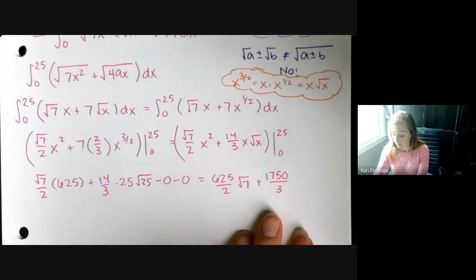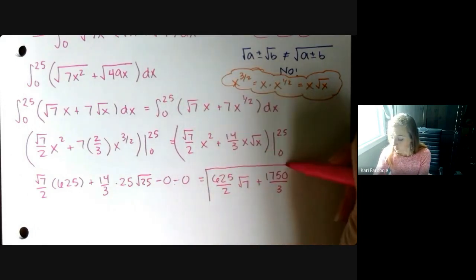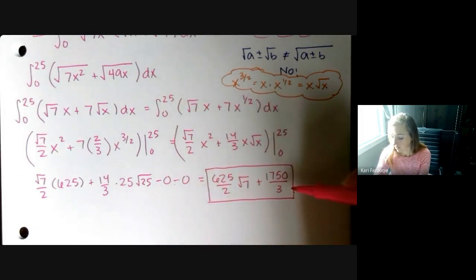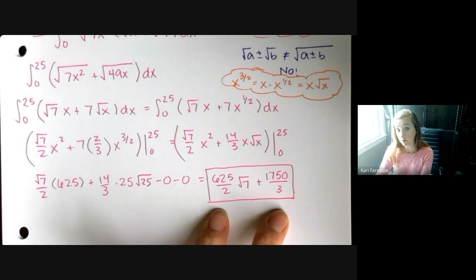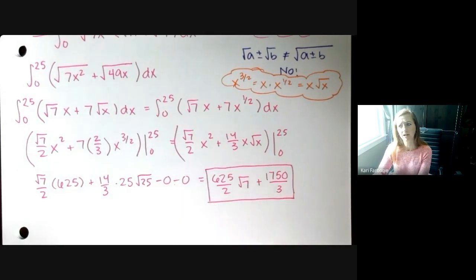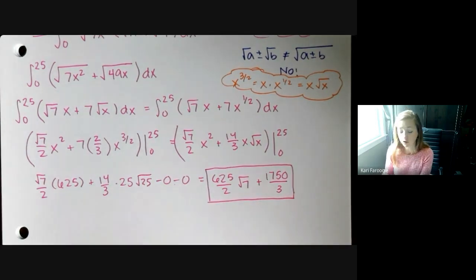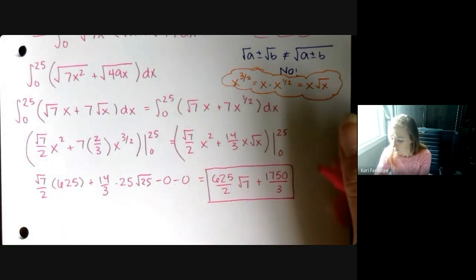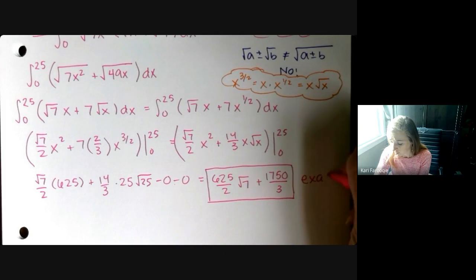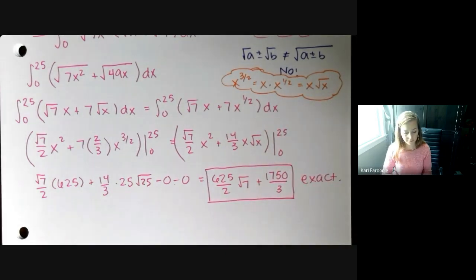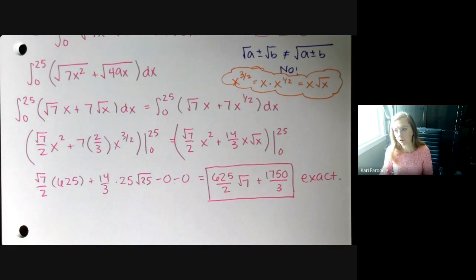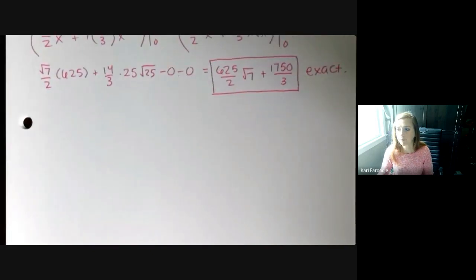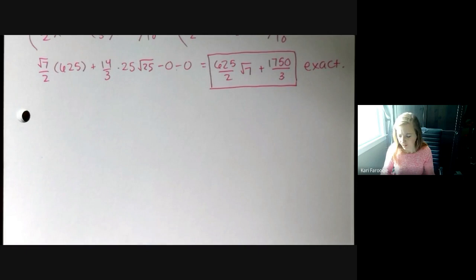This is exact. I'm having a lot of problems with students not leaving their answers exact, even though I tell them to. I think it could be because students see something like this and they're like, yeah, this doesn't look good. This doesn't look finished. It's done. You can't combine these. They're not like terms. So this is exact. Leave it. If I ask you to approximate it, pop it into your calculator and approximate it. I like exact. You know that.